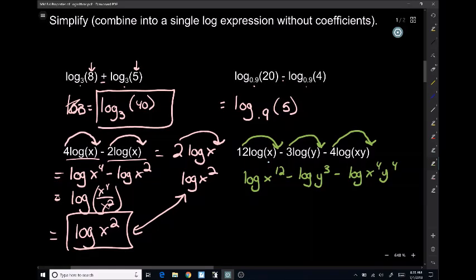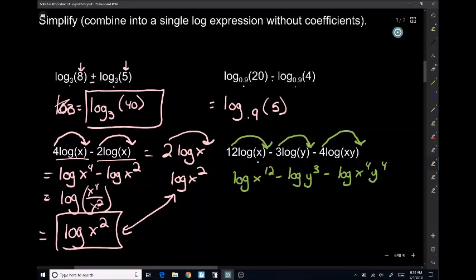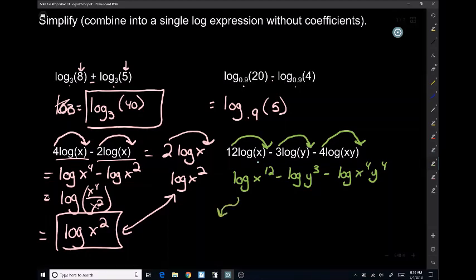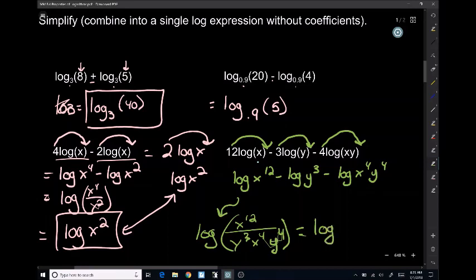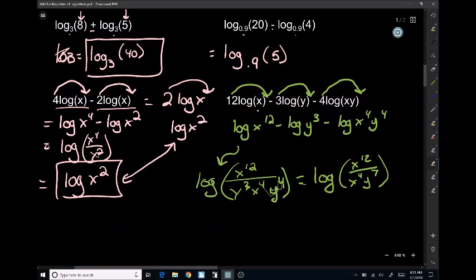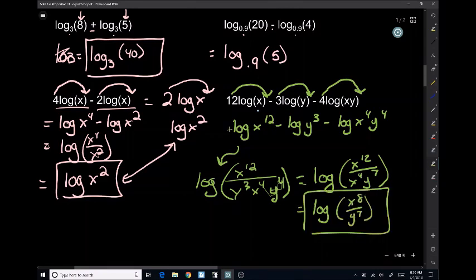There's kind of two ways you can think about this. One of them is everything that's negative goes on the bottom. Everything that was positive goes on top. This is a positive log. These two are negatives. So I'm going to have the log of one big parenthesis, x to the 12th on the bottom. I'm sorry, on top. Y to the 3rd, x to the 4th, y to the 4th on the bottom. So this is now x to the 12th over x to the 4th, y to the 7th. And then these x's can simplify. So it's the log of x to the 8th over y to the 7th. Positive things were on top, negative things were on the bottom, and I simplified.